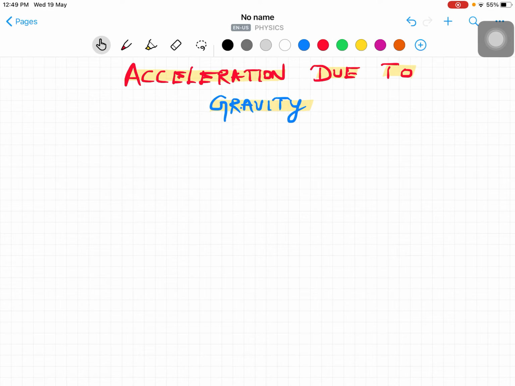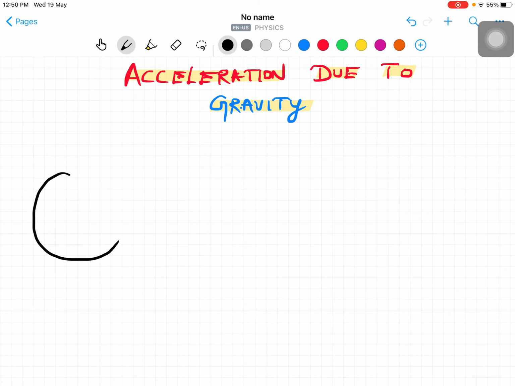Now we are going to discuss acceleration due to gravity. Initially we need to understand what is meant by acceleration due to gravity. That means the acceleration produced in the motion of a body which is under the effect of gravity. That is called acceleration due to gravity. In simple terms I will explain that.